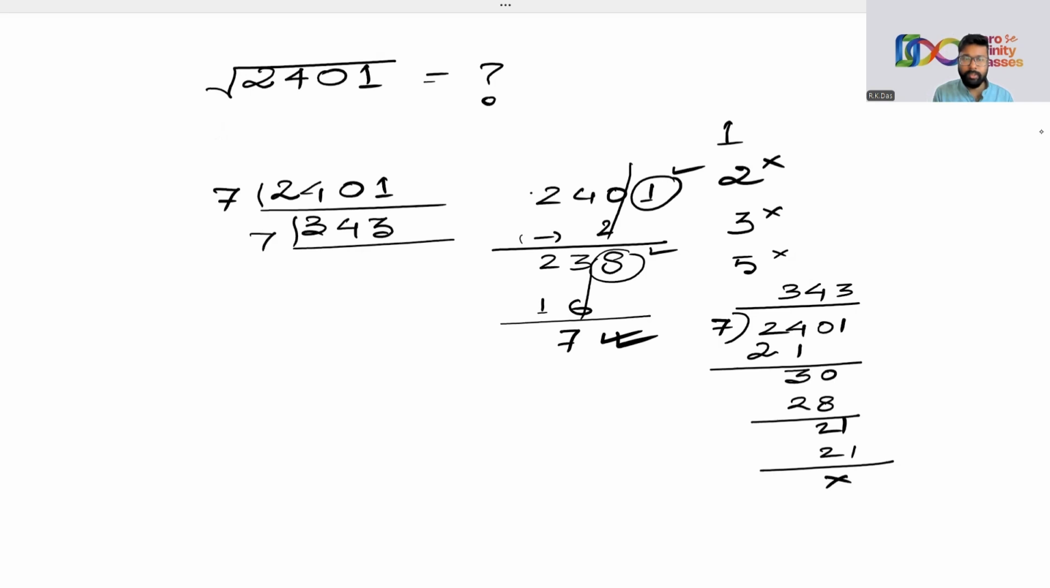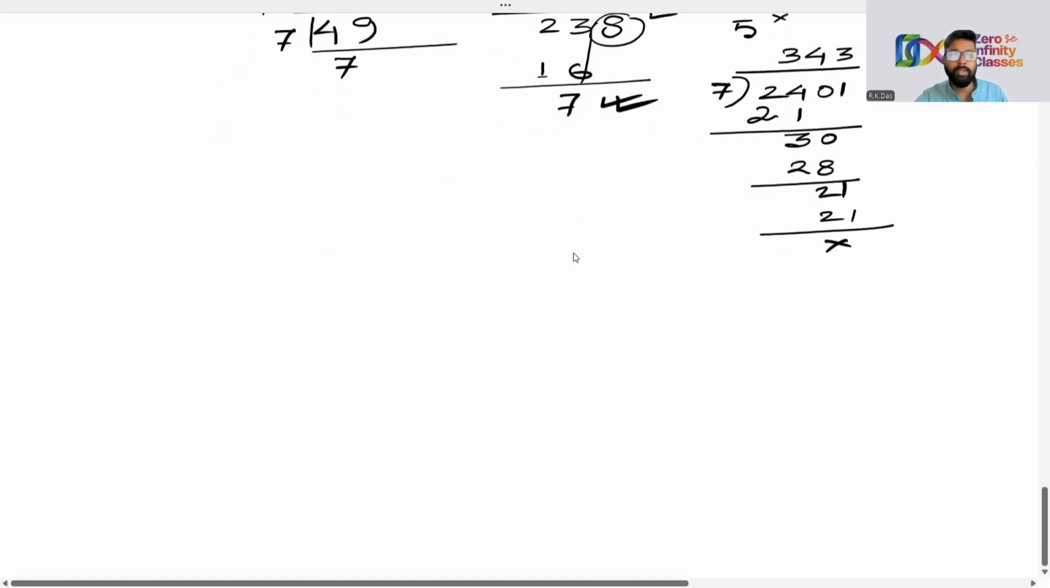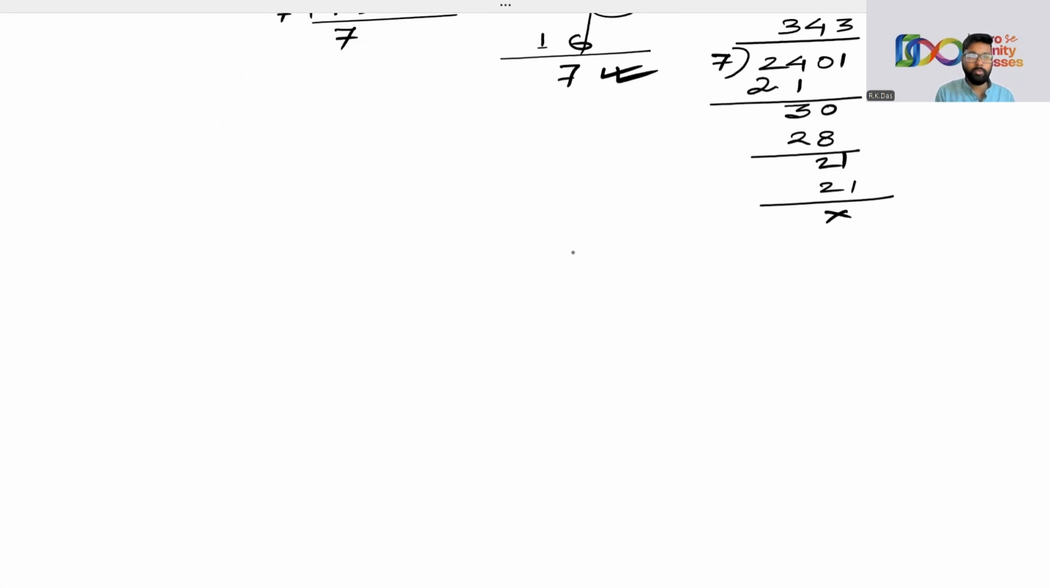Again, let me take 7. 7 4s are 28, 6 in hand, and we are getting 63. 7 9s are 63. Again, I'm taking 7. 7 7s are 49. So here we can see that 2401 can be written as 7 into 7 into 7 into 7.